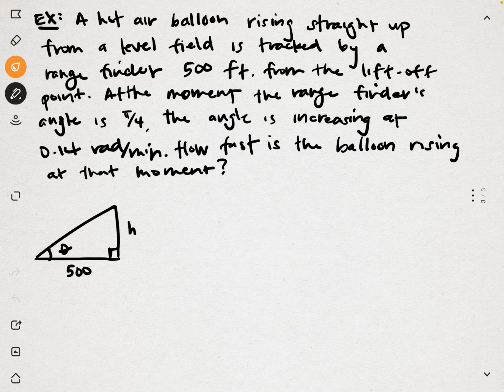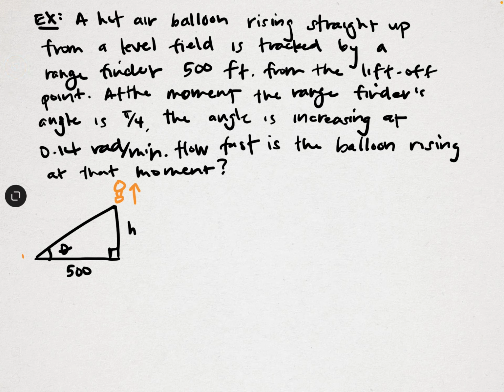So, well, here's the balloon, right? And it's going up. Here's the person with the rangefinder, or the rangefinder itself. We know that the distance between the rangefinder and where it lifted off from was 500 feet. They're not giving us the height, but height is involved because we're trying to find how fast the balloon is rising. And we have our angle theta, right? Because we're doing angles and radians per minute. So let's set this up.